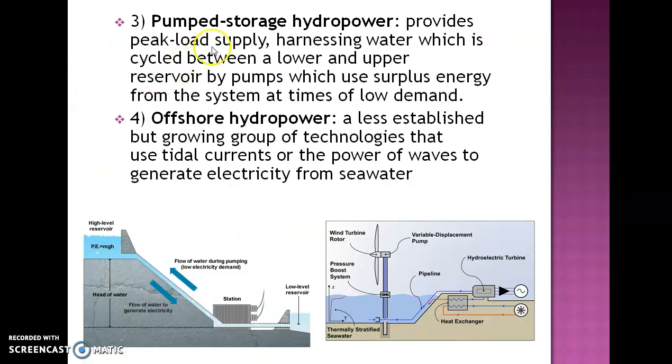Next is pumped storage hydropower, which provides peak load supply, harnessing water which is cycled between a lower and upper reservoir by using pumps. So we are using an external aid like a pump to supply that water. Next is offshore hydropower. This is comparatively less used, but it is a growing group of technology that uses tidal currents or the power of waves to generate electricity from the seawater.